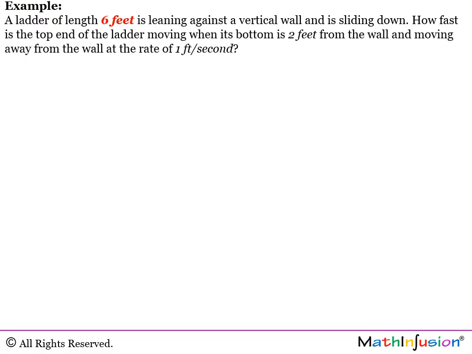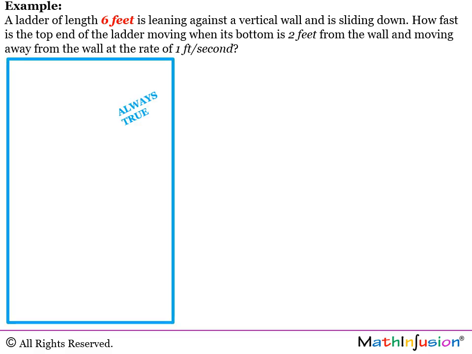Example: a ladder of length 6 feet is leaning against a vertical wall and sliding down. How fast is the top end of the ladder moving when its bottom is 2 feet from the wall and moving away from the wall at a rate of 1 feet per second?